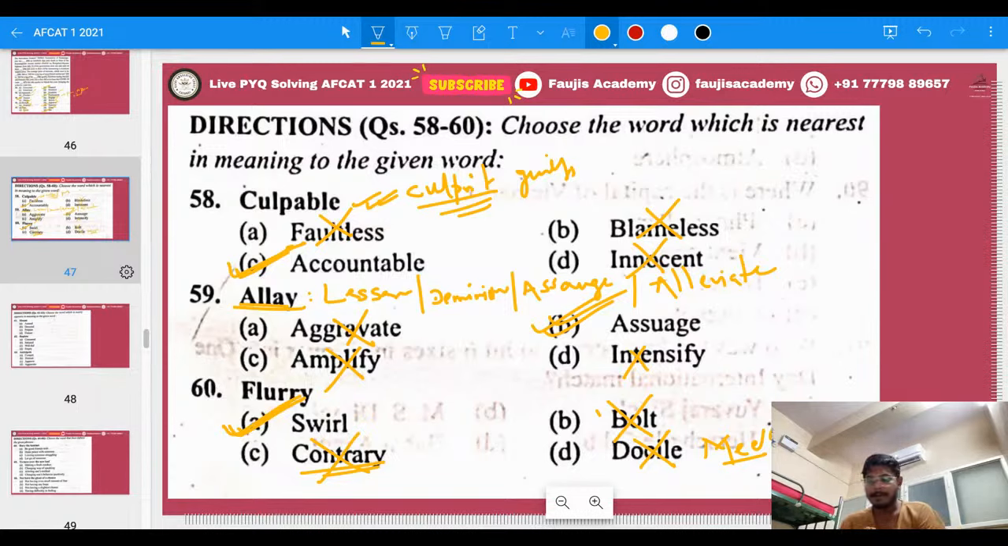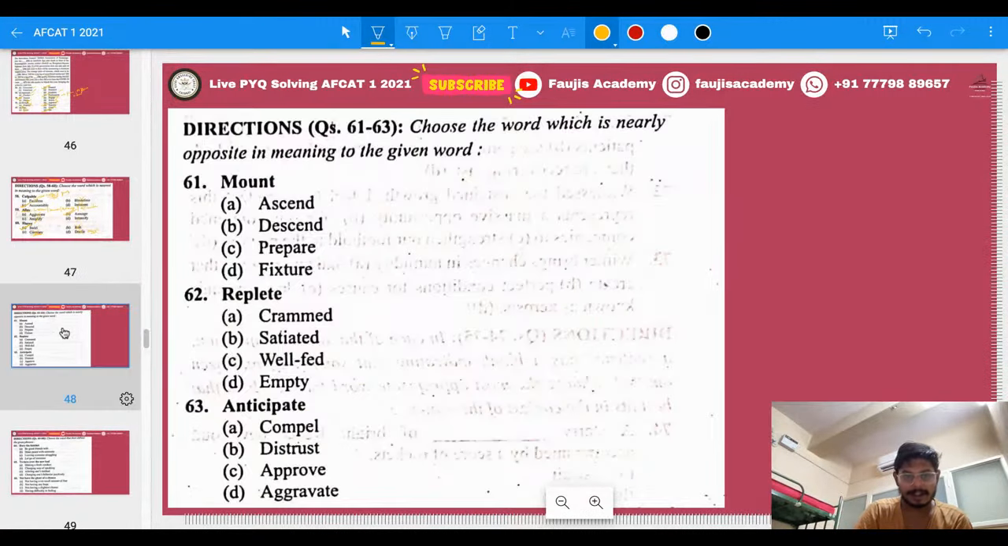Some sort of sudden kind of commotion which is happening. Like whenever you go to a stage, you'll be having swirl in your heart. So I don't know how to describe this particular thing in English actually. Anyway, so the answer is 60A.